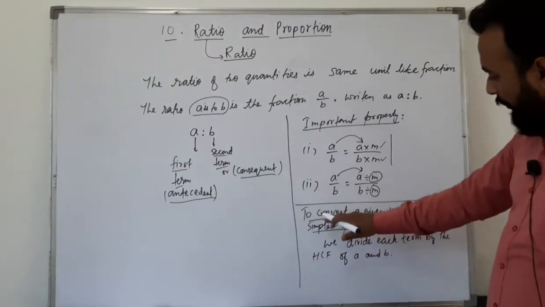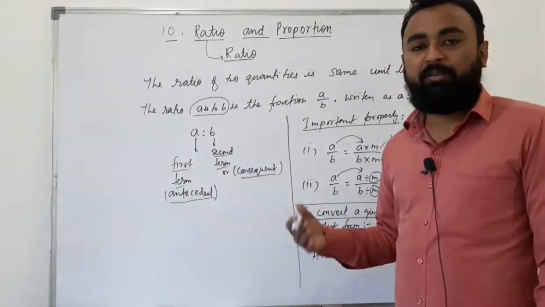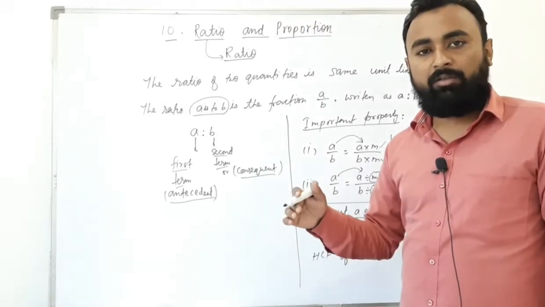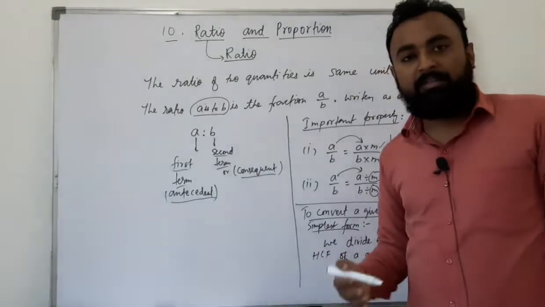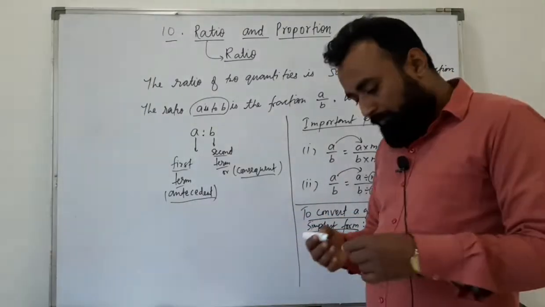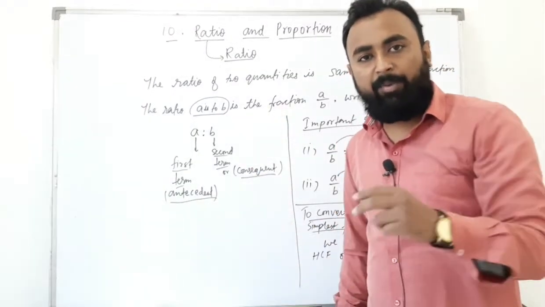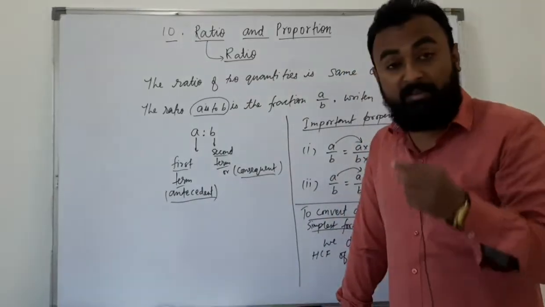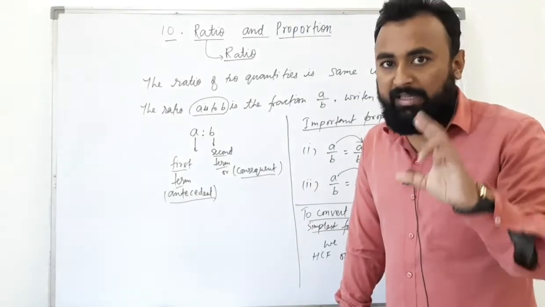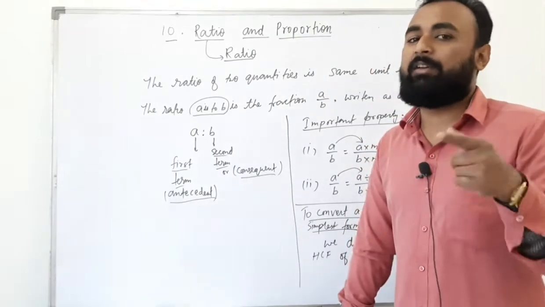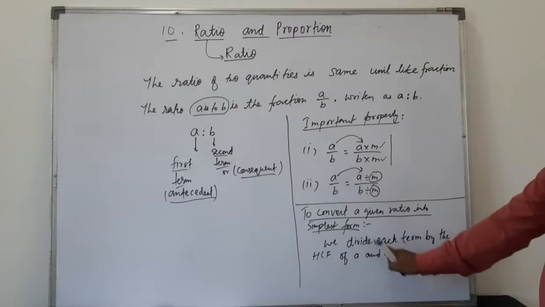Now, how to convert the given ratio into the simplest form. Same as in your previous chapter, fractions. When you were given a fraction to convert into the simplest form, what did we do there? We find the HCF of a and b. What did you do there? You found the HCF of the numerator and denominator. First of all, you have to find the HCF of the numerator and denominator, then divide the numerator and denominator by the HCF of these two quantities. Same here also, we divide each term by the HCF of a and b.